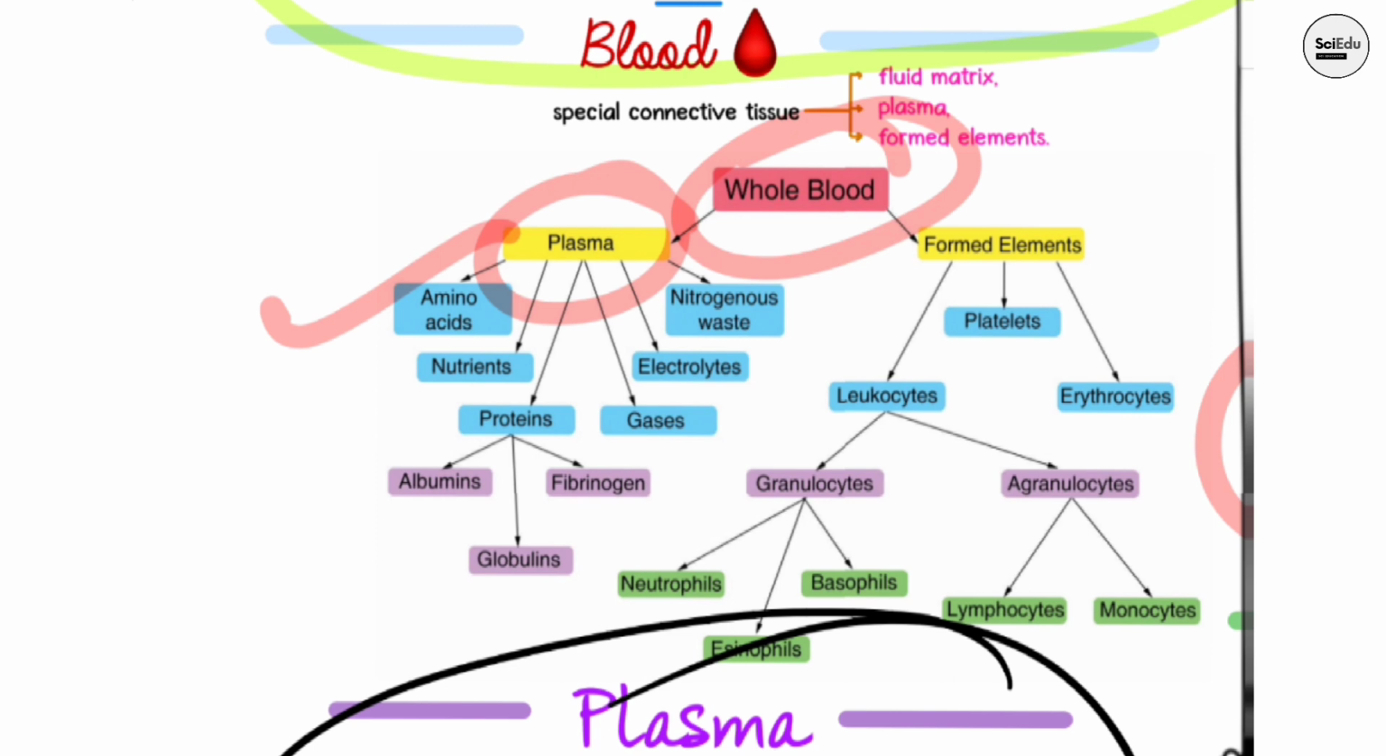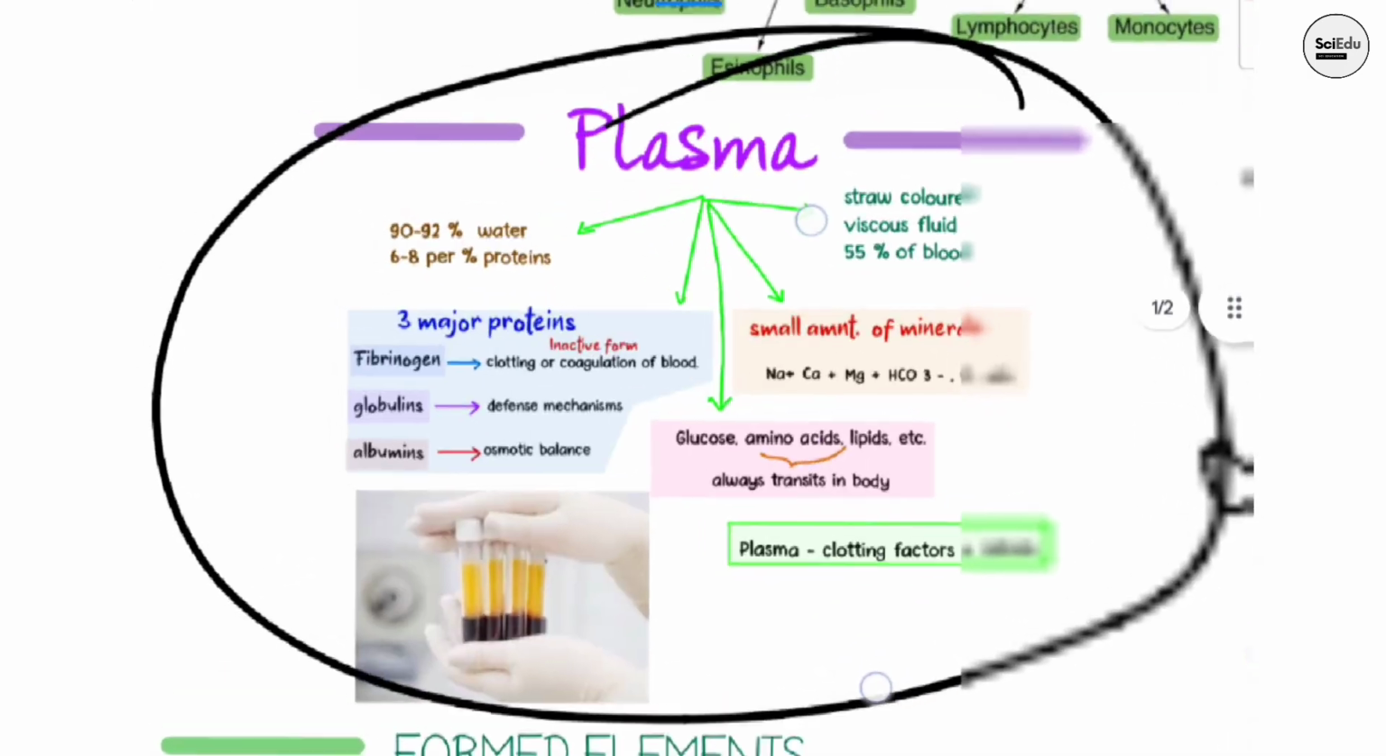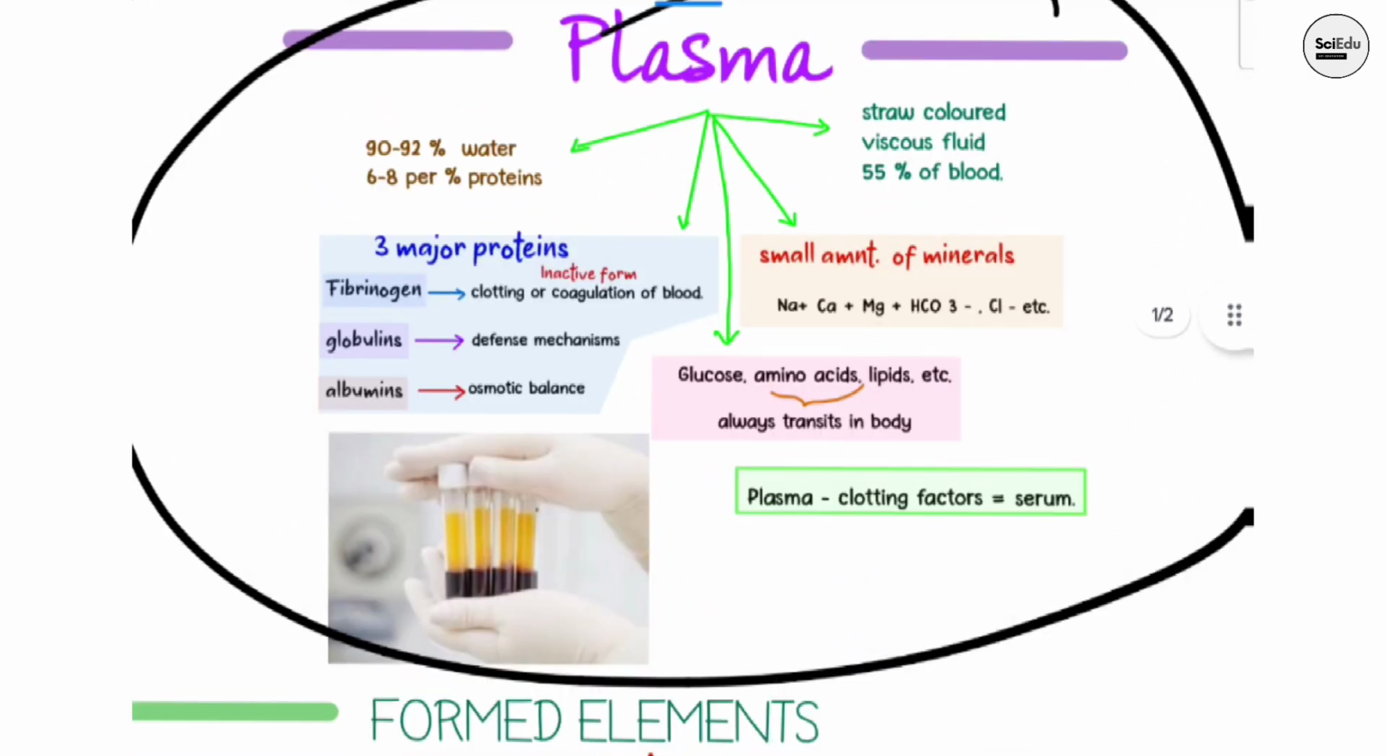15.1 Blood is a special connective tissue consisting of a fluid matrix, plasma, and formed elements. 15.1.1 Plasma is a straw-colored, viscous fluid constituting nearly 55% of the blood. 90 to 92% of plasma is water and proteins contribute 6 to 8% of it. Fibrinogen, globulins and albumins are the major proteins.